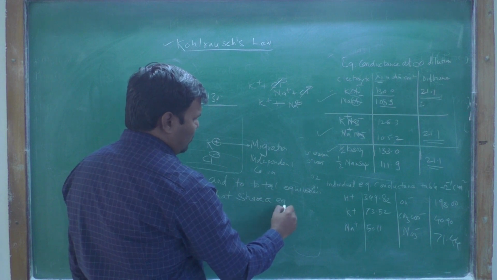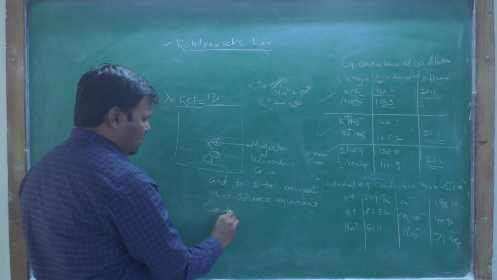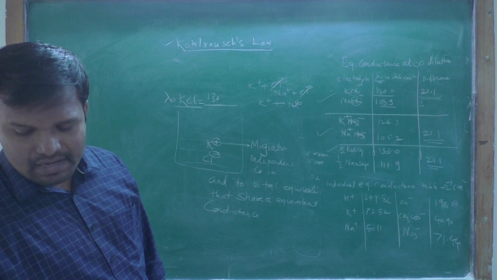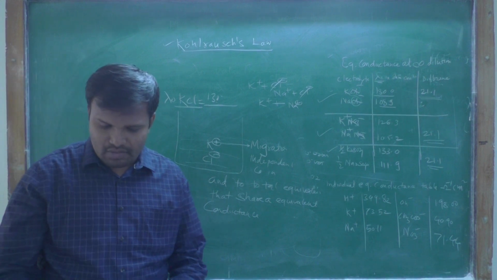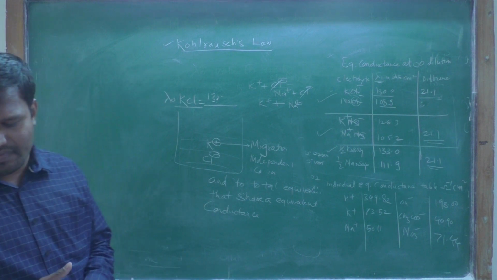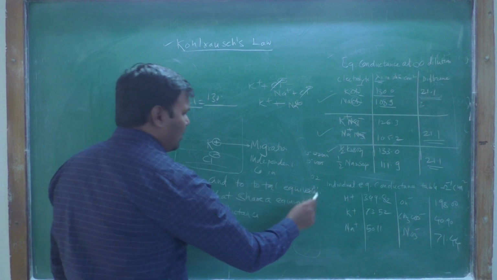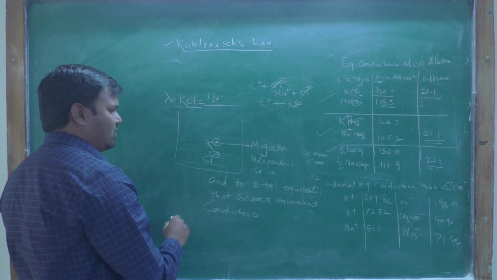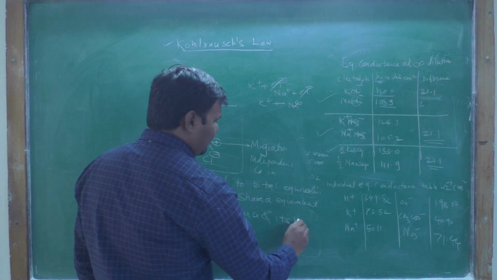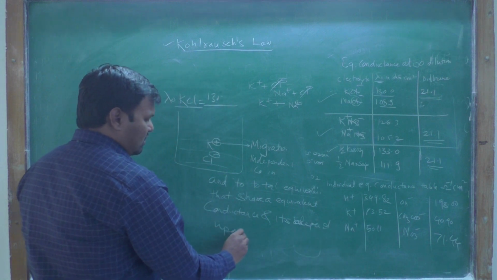an individual equivalent conductance. It has a particular equivalent conductance, and that equivalent conductance contributes a definite share to the total equivalent conductance of an electrolyte. It shares a definite equivalent conductance with the total, and it depends upon its nature.